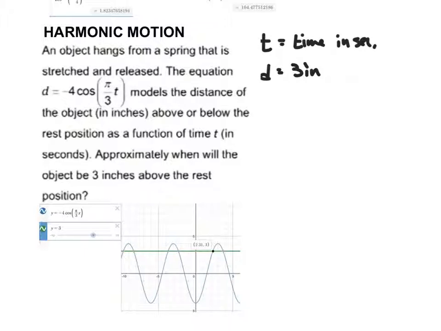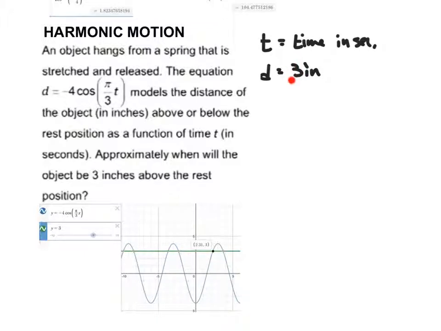Okay, so what we want to do on this, and this is where it gets a little quirky. If we look at a graph, here's time 0 on the x. We pull this thing down, it is stretched and then released, and it gives us this harmonic motion, and it'll tell us how far above and below the resting point the object is. We wanted to know approximately when the object will be 3 inches above the rest position.